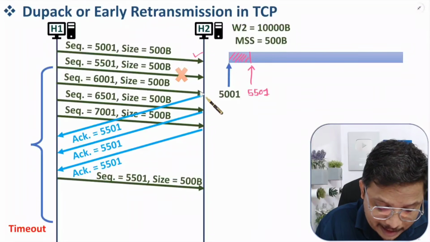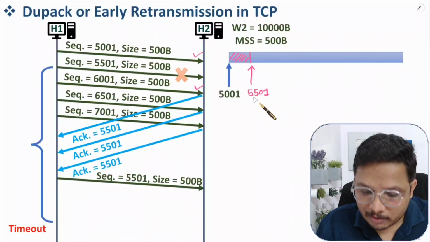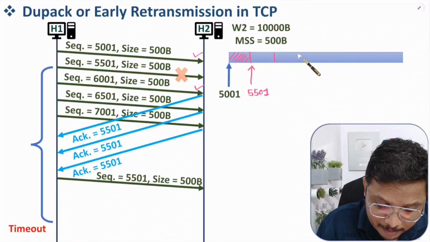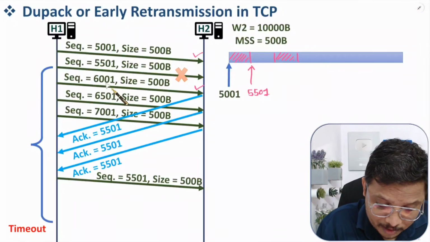So here that is getting received successfully, but H2 was waiting for which sequence number? 5001, but still it will store this segment. You see, still it will store this segment, right? And that has what sequence number?